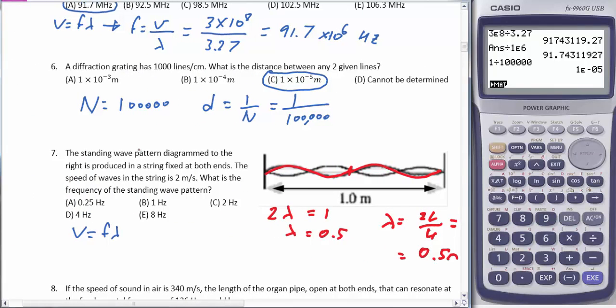as my wavelength. And so I'm after the frequency, and so I'm going to rearrange this to make frequency equals v over lambda. I know the speed that was given to me in the question is 2, and I know the wavelength is 0.5. So 2 divided by a half is going to give me 4 Hertz. So I know the correct answer is D.